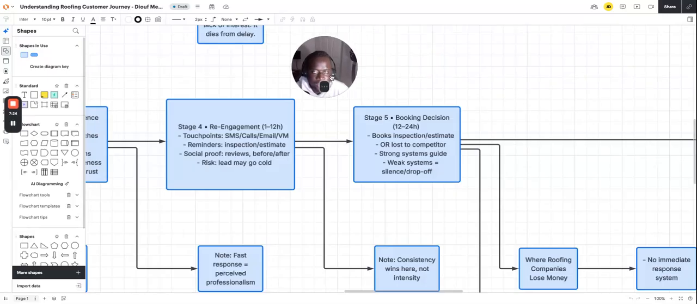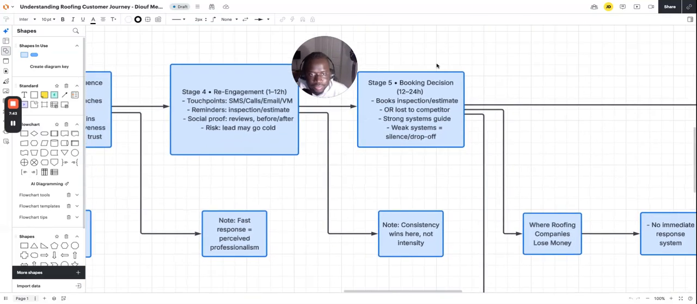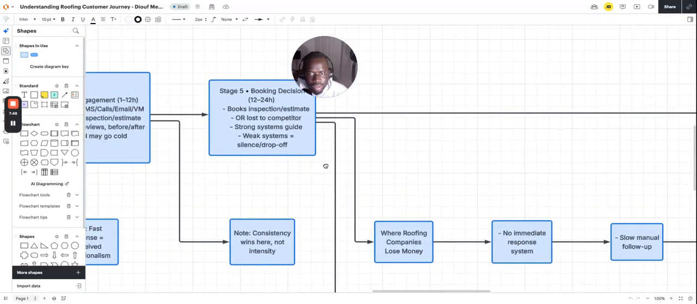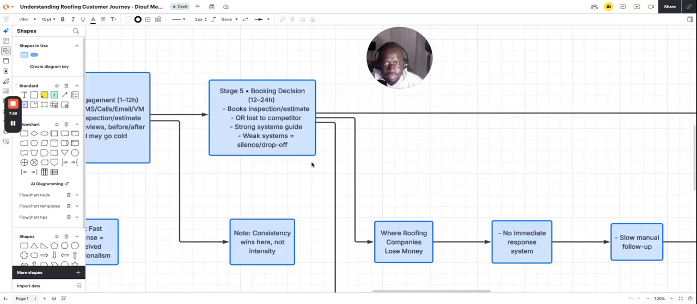It's not enough to just say, oh well, they already have a pain point, so they're going to want to fix their roof, or they're going to want to get a new roof. That's not necessarily the case. People get cold feet. People change their mind. People say, actually, I'll probably do it later, right? People rationalize a lot. So you want to remember that. Consistency wins here, not necessarily intensity.